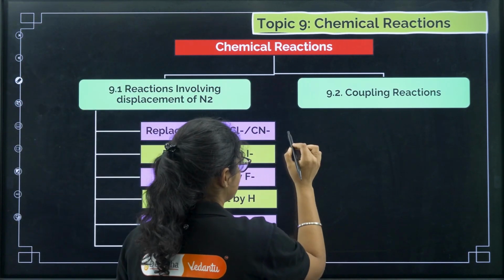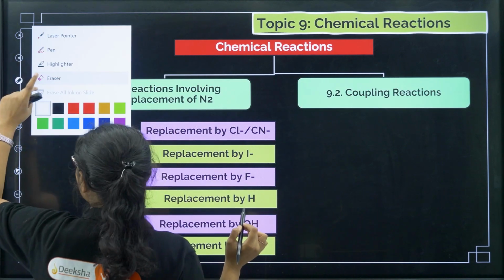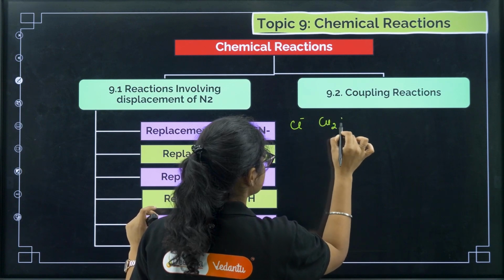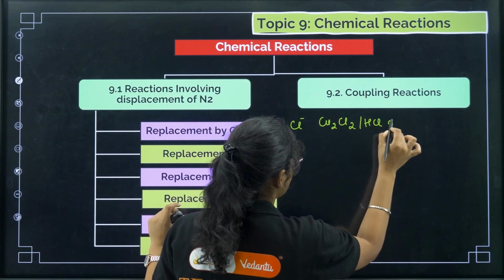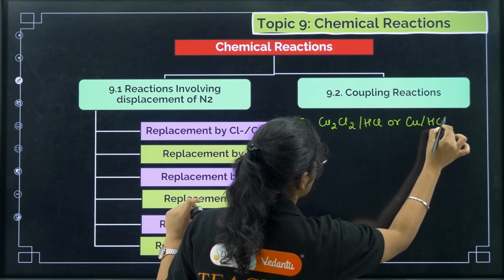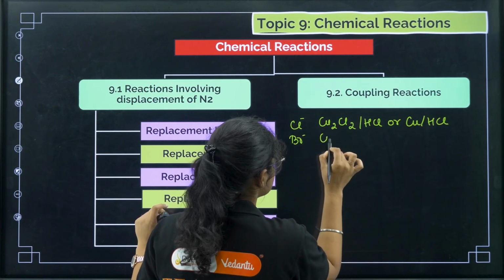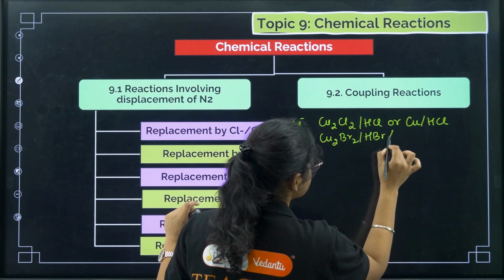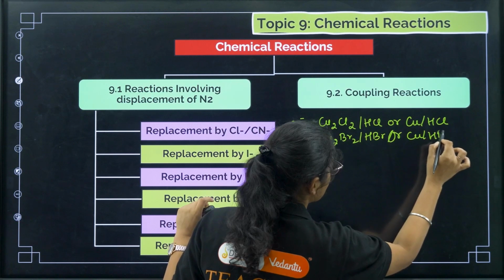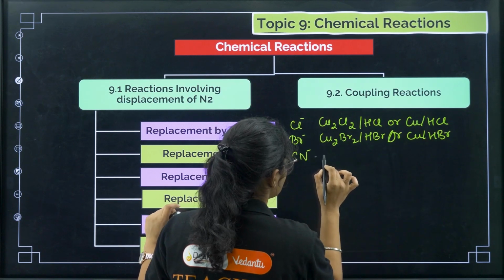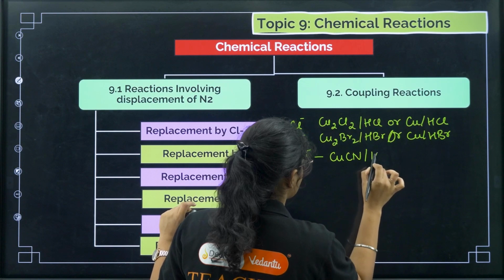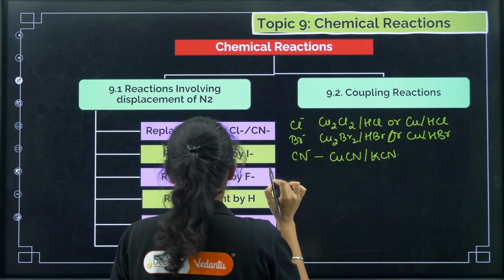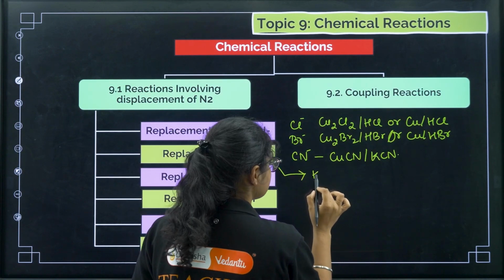Replacement by Cl- or CN-. For Cl- we can use Cu2Cl2/HCl or we can use CuCl/HCl. For replacement by Br-, Cu2Br2/HBr, or you can use CuBr/HBr. Then for CN- we need CuCN/KCN. This is done. Now for I-, what is required for replacement with I-? We simply need KI.